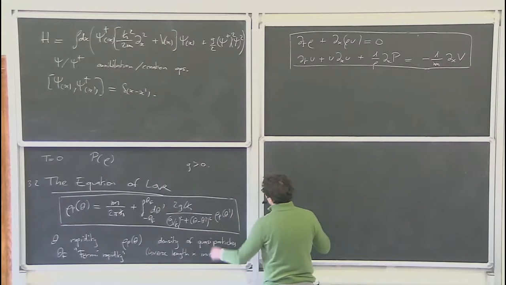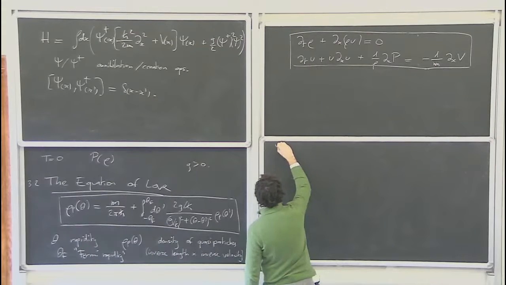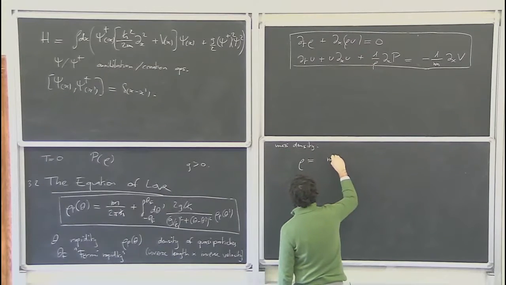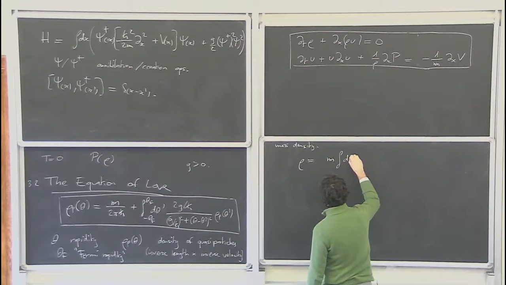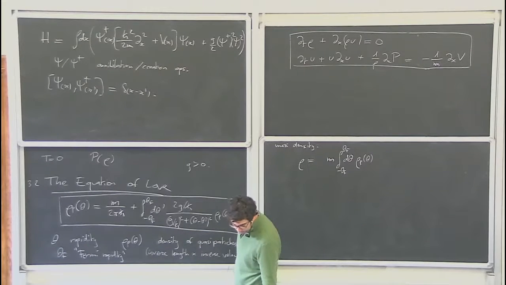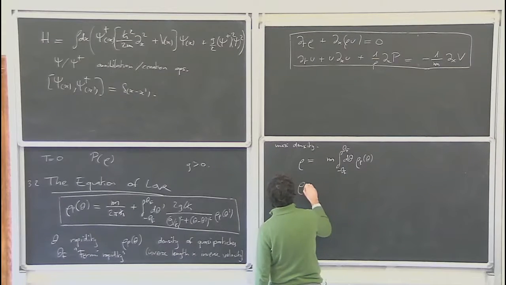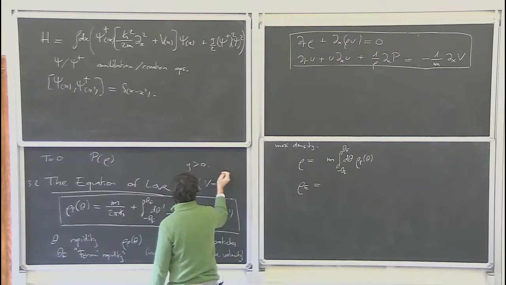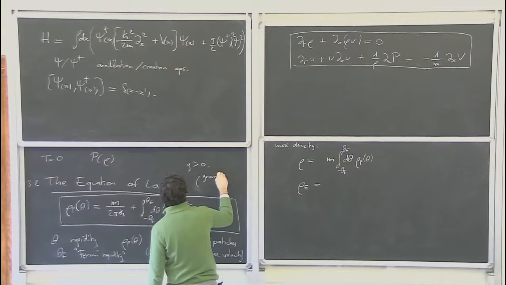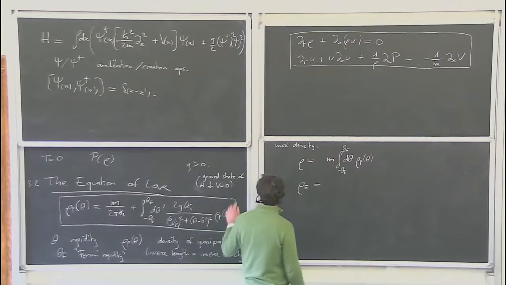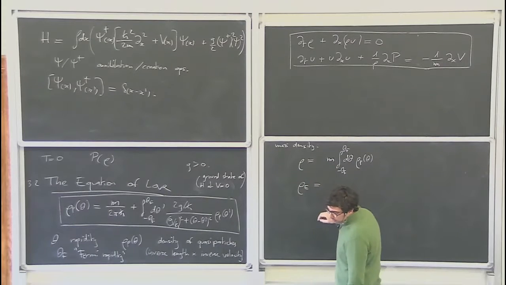But the point is that once you have this function rho p of theta, then the mass density is simple, because it's just given by the integral of this rho p, and the energy density is also simple. This is in the ground state of that model with v equals zero. So this is describing the properties of the ground state of H at v equals zero in the thermodynamic limit. Rho E.